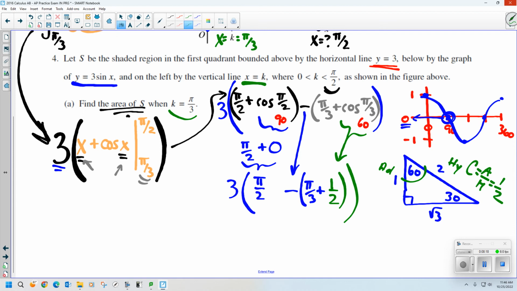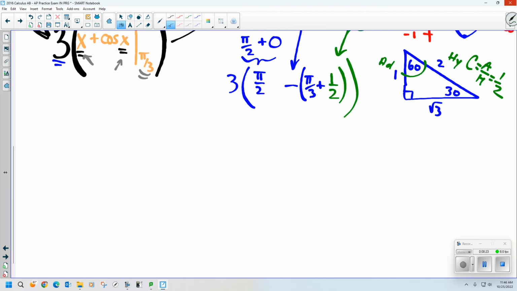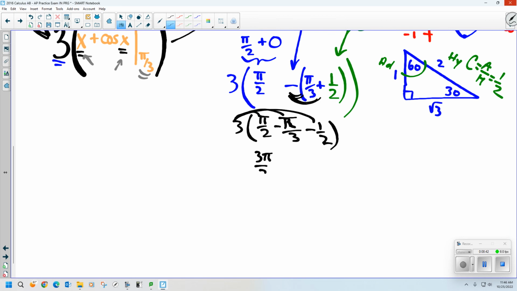All right, let's start simplifying this a little bit. All right, we'll distribute the negative sign. So we got pi over 2 minus pi over 3 minus 1/2. I just distributed this minus sign. Okay, I still got to multiply it all times 3. Let's distribute the 3. I've got 3 pi over 2 minus 3 pi over 3, these things are going to cancel, minus 3/2.